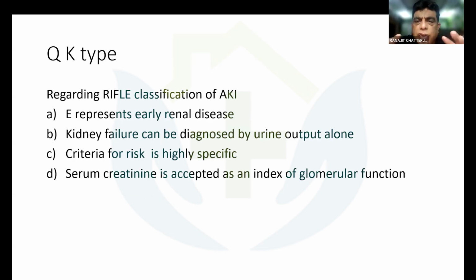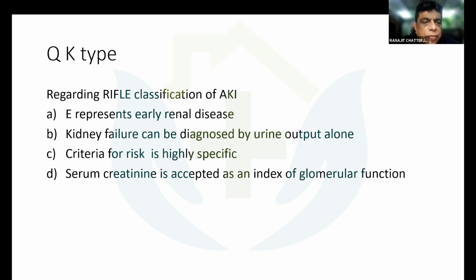Then the classification. Now 3 classifications came up: RIFLE classification in 2004, AKIN in 2007, and KDIGO in 2012. All these classifications are still followed in clinical practice by clinicians. So they can ask you questions on any of these classifications. For example, even during your EDIC Part 2 examination, suddenly they can ask you, how can you classify acute kidney injury? Regarding the RIFLE classification of AKI, RIFLE E, that is E of RIFLE, represents early renal disease. Is this true or false?